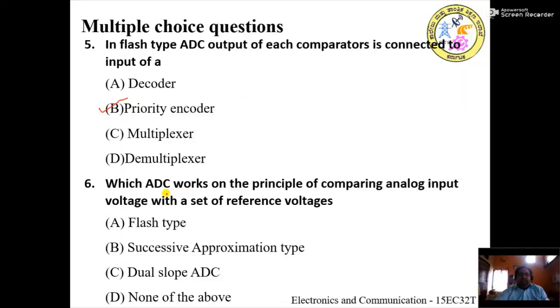The last one is: which ADC works on the principle of comparing analog input voltage with a set of reference voltages? A, flash type of ADC; B, successive approximation type of ADC; C, dual slope ADC; and D, none of the above. The answer is option A, that is flash type of ADC.